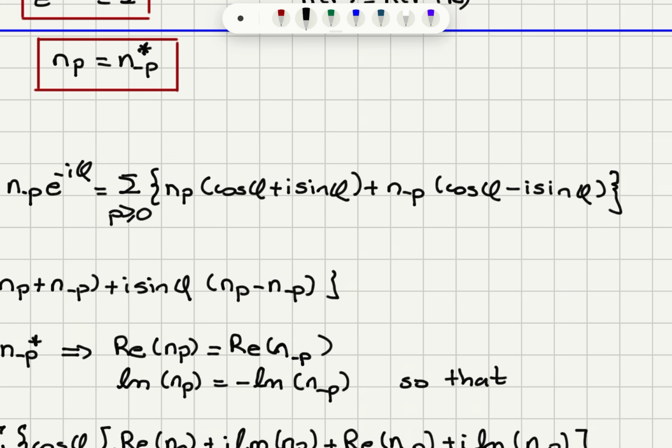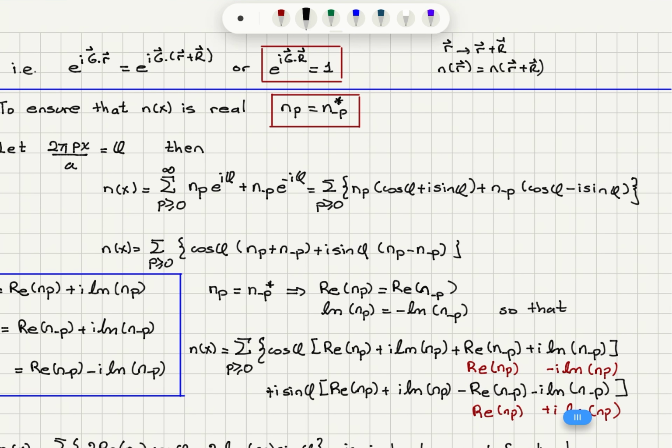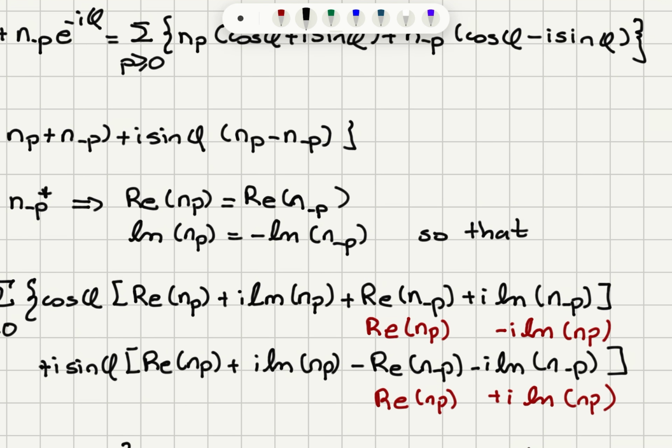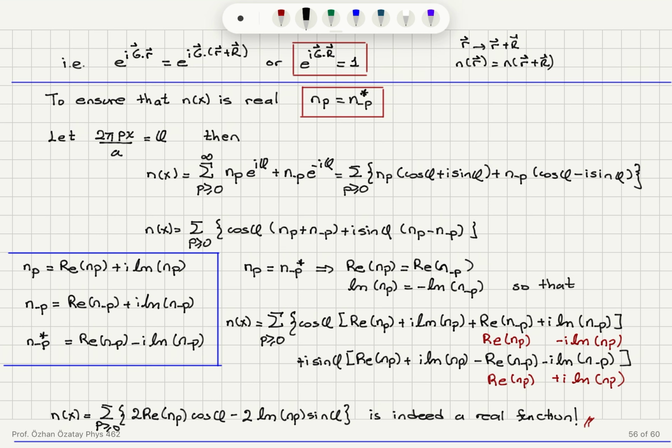Okay, and for the sine term, that's this one, cosine phi minus, no, I sine phi times (n_p minus n minus p). So that gives me real part of n_p plus I imaginary part of n_p minus n minus p, so minus real part of n minus p and minus I imaginary part of n minus p. So minus real part of n minus p is also minus real part of n_p. Minus I imaginary part of n minus p is also plus I imaginary part of n_p, because I have n_p equal to n minus p complex conjugate.